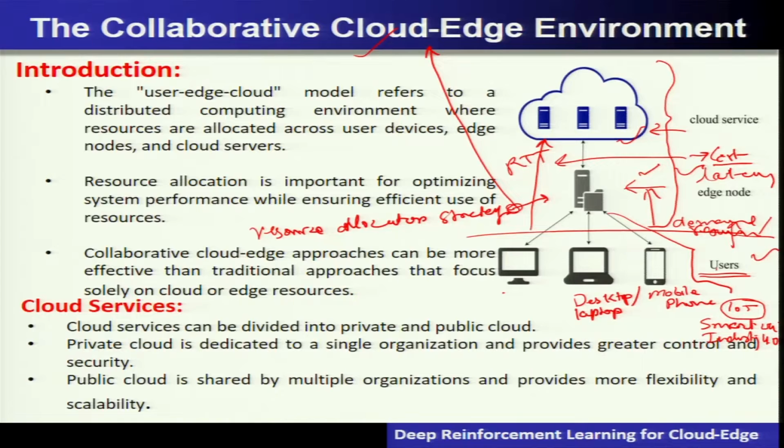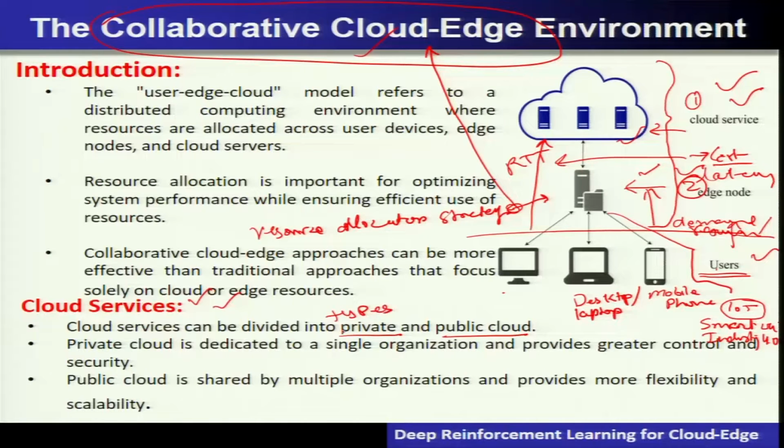So let us understand the different components. The cloud service is the first component, then we will cover the edge node, and then we will also talk about the environment. So let us start with the cloud services. Cloud services, as a part of the collaborative cloud edge environment, can be divided into two types. The first type is called a private cloud, the other type is called a public cloud.